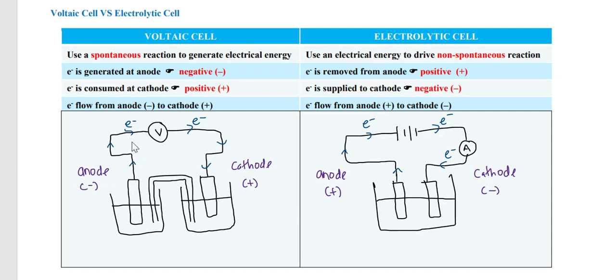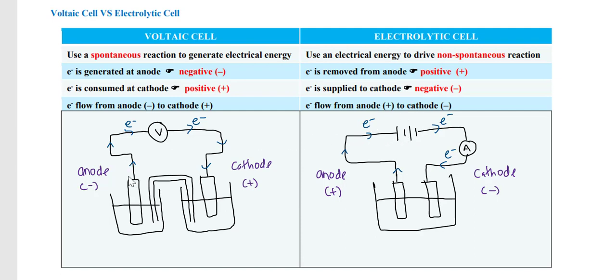The difference between the voltaic cell and electrolytic cells is: in a voltaic cell, it uses a spontaneous reaction to generate electricity. Thus, it converts chemical energy to electrical energy. While in electrolytic cells, we use electricity to drive the non-spontaneous reaction. Basically, it converts electrical energy to chemical energy.